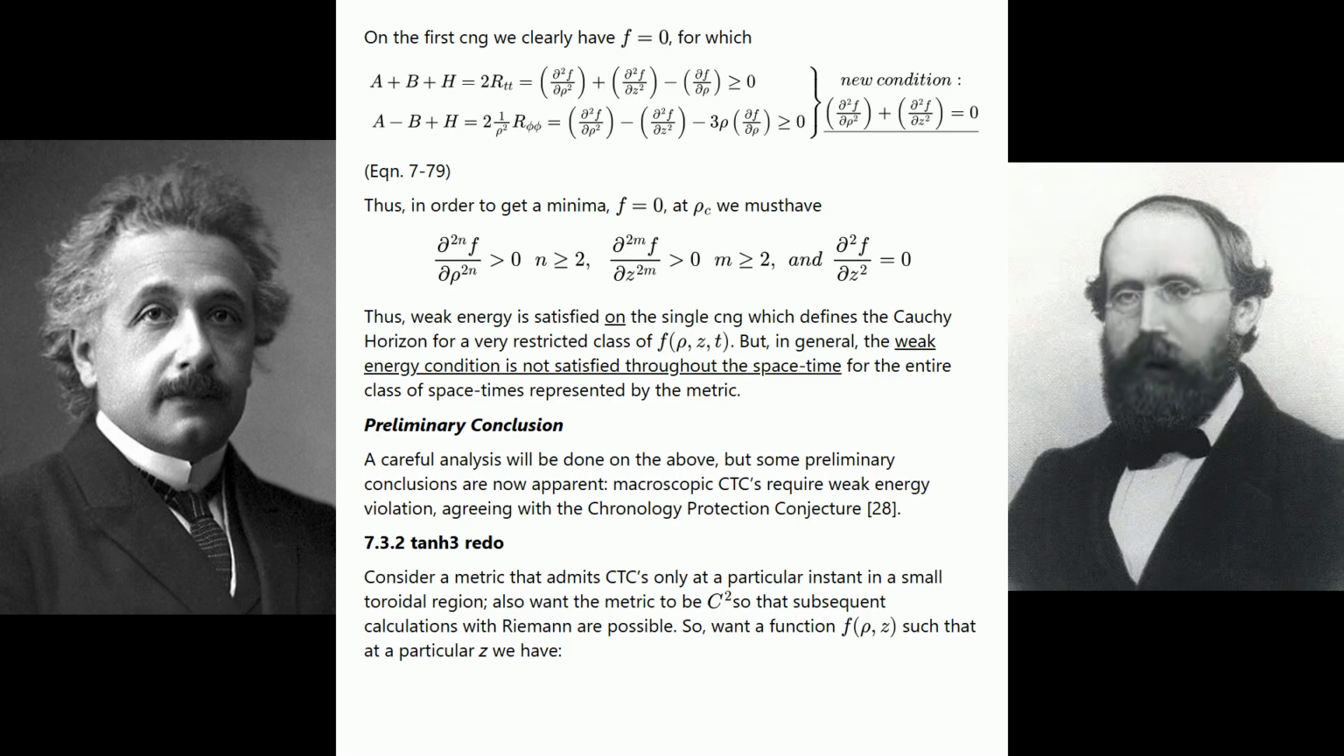On the first CNG we clearly have f equals 0 for which equation 7-79. Thus, in order to get a minima, f equals 0, at rho sub c we must have the next equation. Thus, weak energy is satisfied on the single CNG which defines the Cauchy horizon for a very restricted class of f of rho, z.